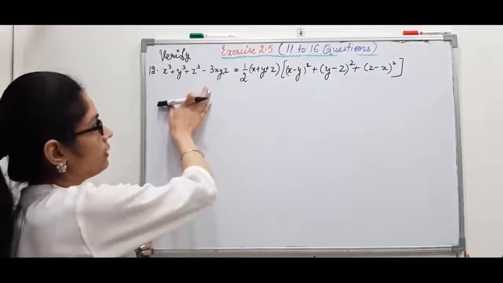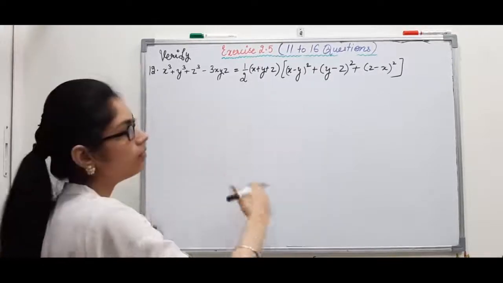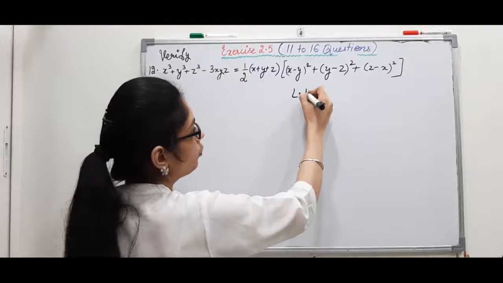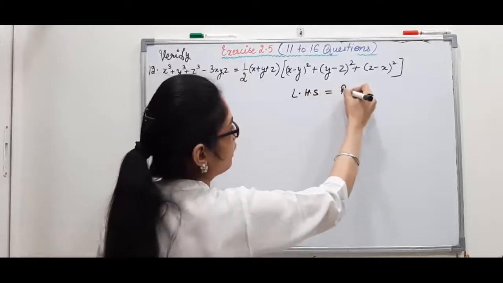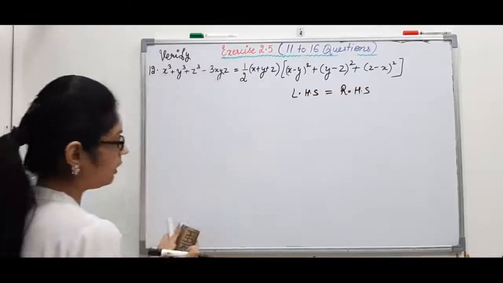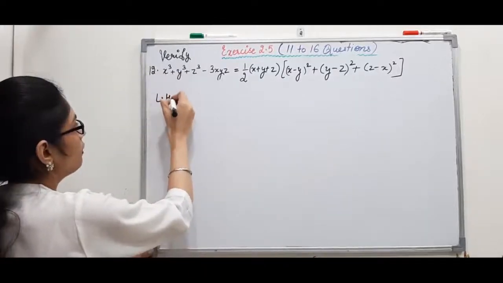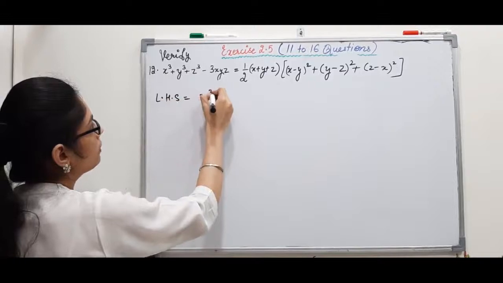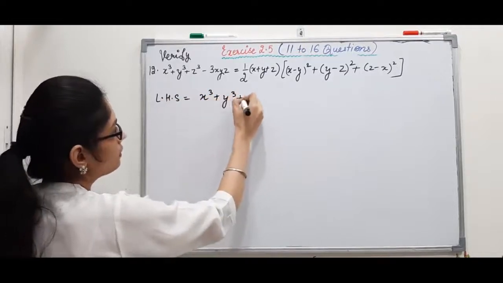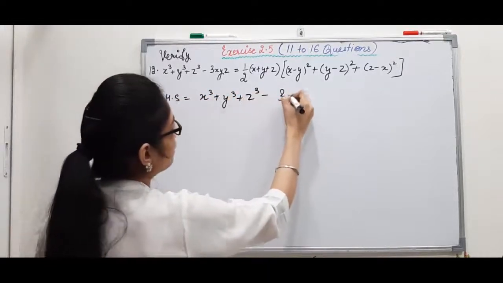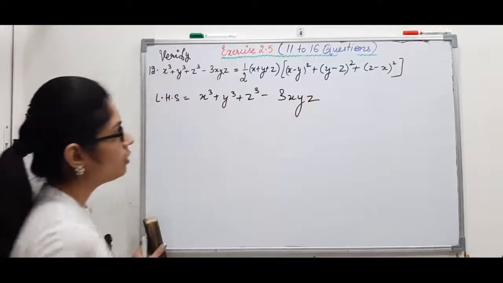So this is the left hand side and this is the right hand side of the equation. We have to prove that the left hand side is equal to the right hand side. So let's start with the left hand side first. The left hand side of the equation is x cube plus y cube plus z cube minus 3xyz.